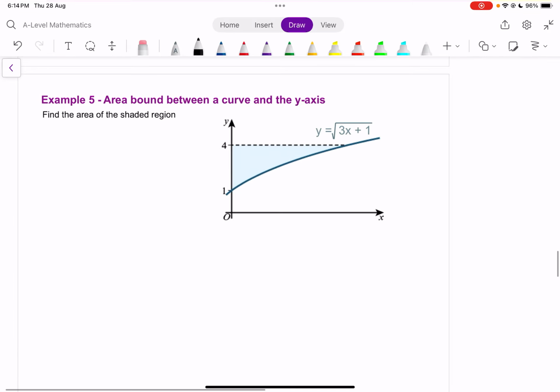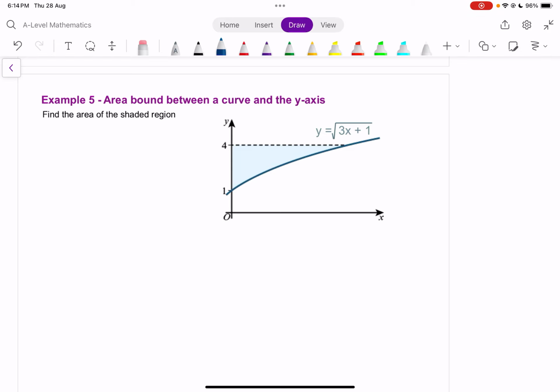Now, the next one. Find the bounded area. Again, what do we have to do? Here is something very interesting. It's saying y equals, but what area are we looking at? We are looking at the area that's not bounded like that. It is bounded to the y-axis.